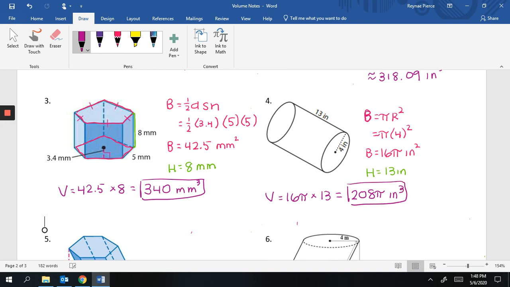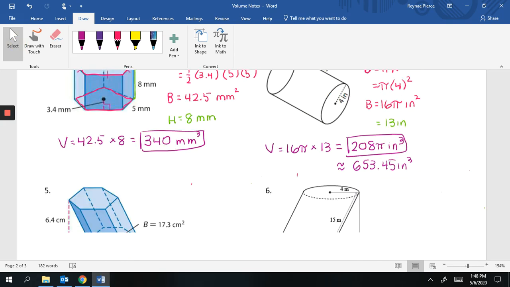But if we wanted to write that as an approximate answer, when we multiply pi out, we get 653.45. Sorry about that.